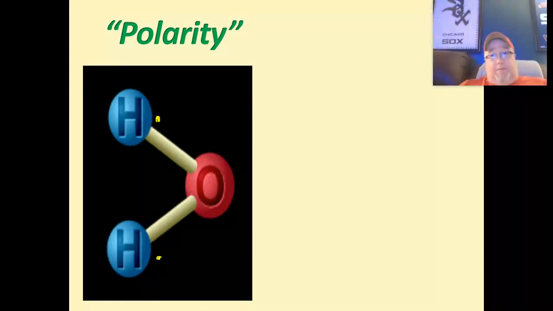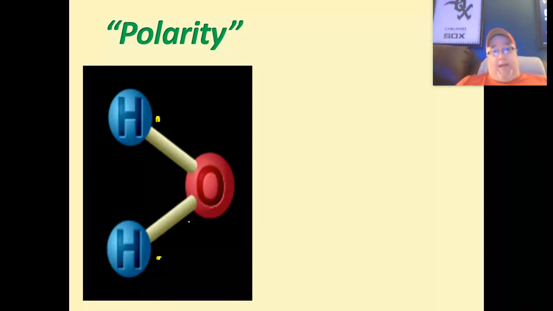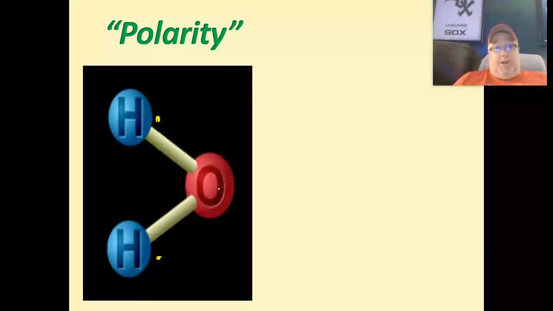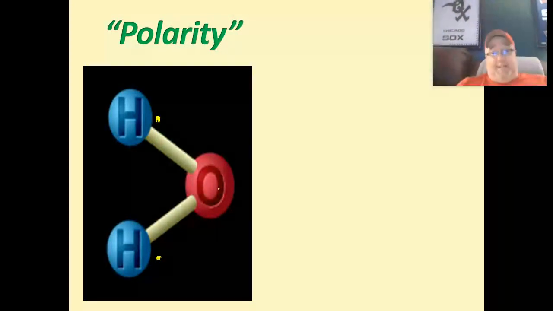So neither one of these hydrogen atoms are really happy because they want to have two, right? That first orbital, that first energy level, it's not filled. So hydrogen is not really happy being the way that it is. It wants to gain another one.